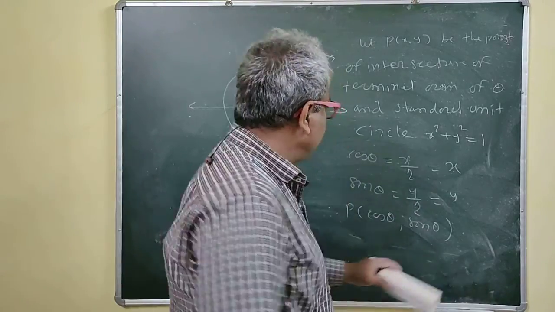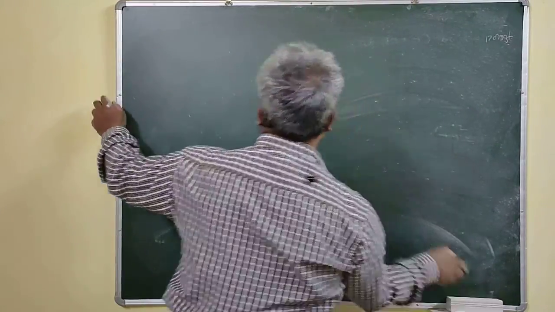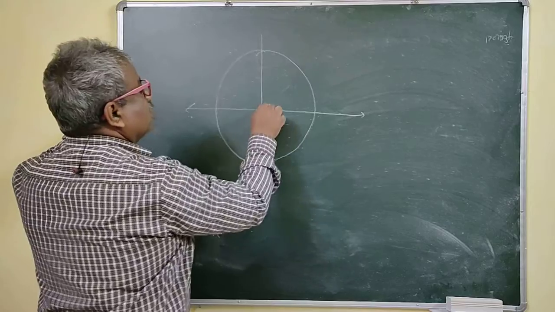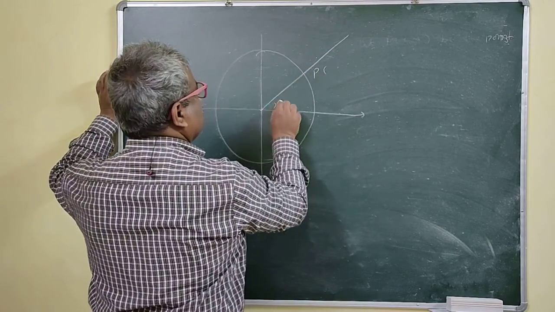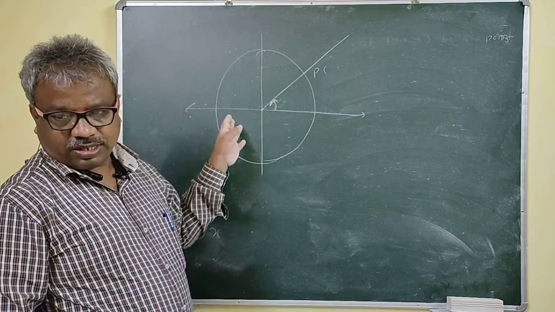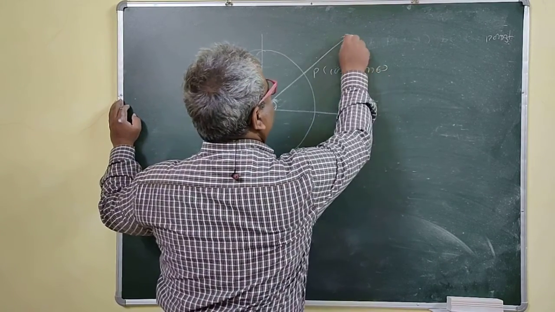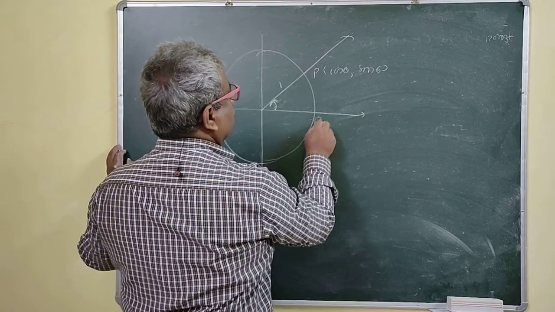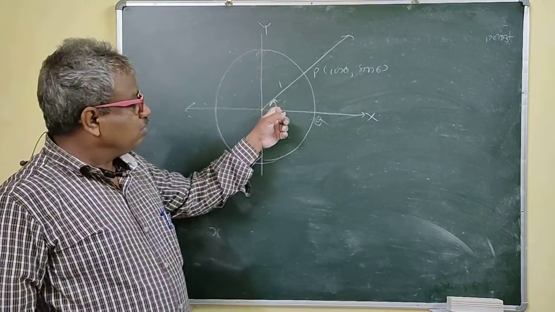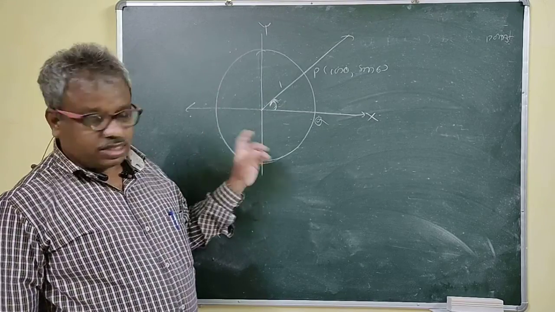Right? Now suppose we find, now here, this is your standard unit circle. This is your P. Suppose this is theta. The angle should be in the anti-clockwise direction. Right? So this is cos theta, and this is sin theta, because this is your standard unit circle. Now your theta is in the first quadrant.